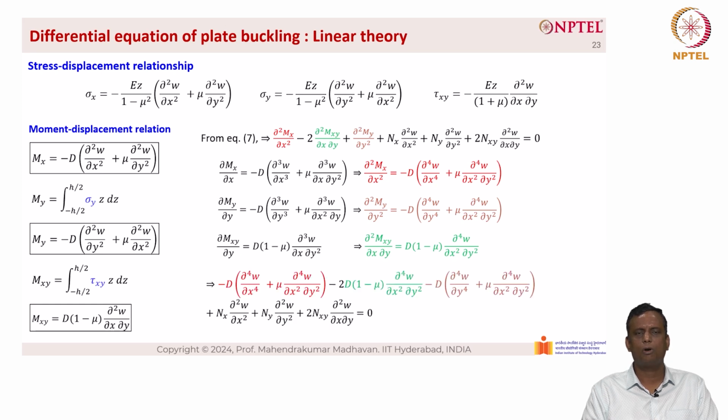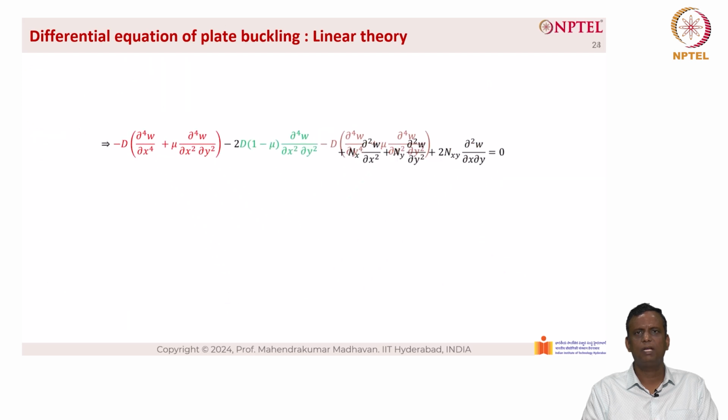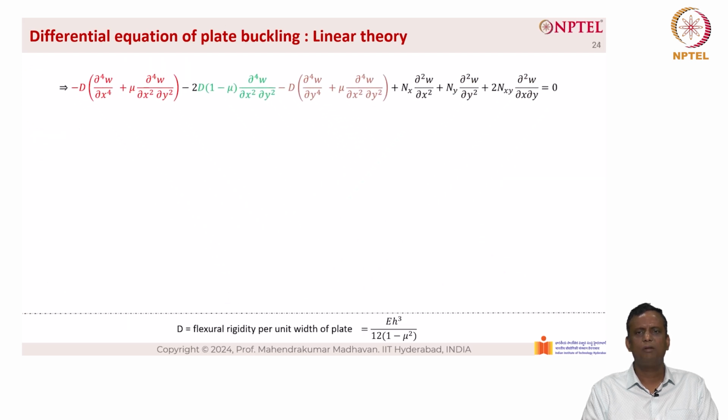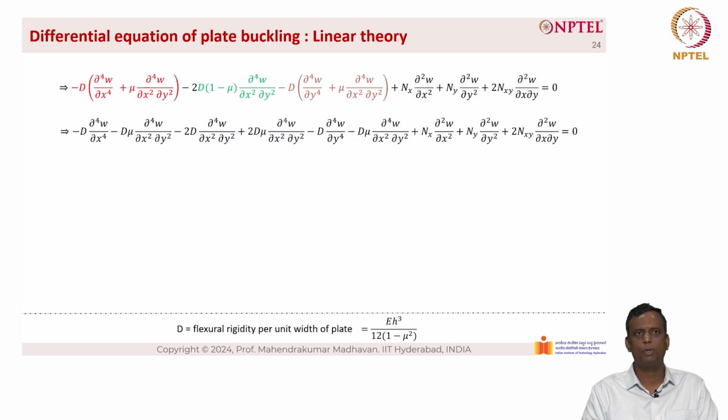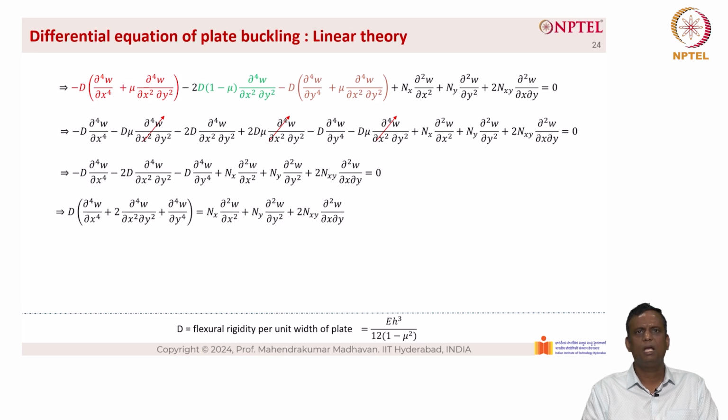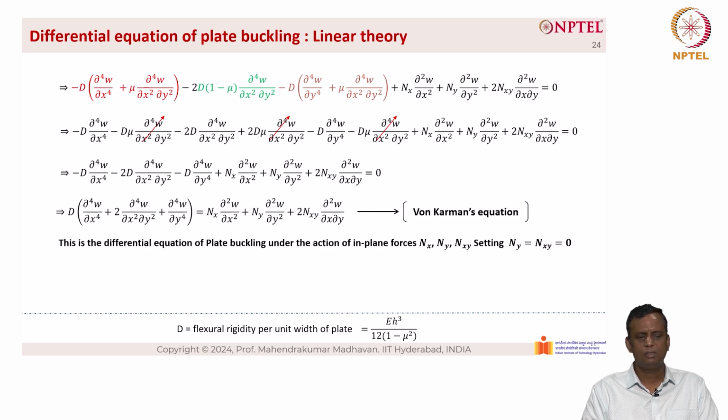Now we can substitute all the above in equation 7, and we can simplify this further. We also know that the flexural rigidity of the plate is Eh cube divided by 12 into 1 minus mu square, where h is the thickness of the plate. We get some terms that are getting cancelled here, and we get an equation. The equation can be further simplified by taking the flexural rigidity D outside and putting all the displacement components on one side and all the force components on the other side. This equation is known as von Karman's equation. This is the differential equation of the plate buckling under the action of in-plane forces Nx, Ny, Nxy.